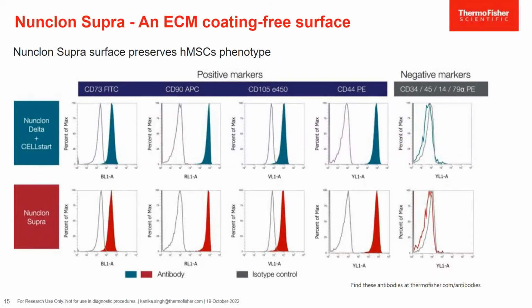In the next experiment, we wanted to check the expression of surface markers on the cells taken from Supra surface versus Delta surface, which was coated with ECM. And as you can see here, the expression of CD73, CD90, CD105, and CD44 was similar in both the cases. So basically, this experiment proved that when the cells are grown on Supra surface, the expression of the surface markers remains unchanged. The data you are seeing here is from BMMSCs, but we have done the same experiment for ADSCs and WJMSCs, and the results were similar.